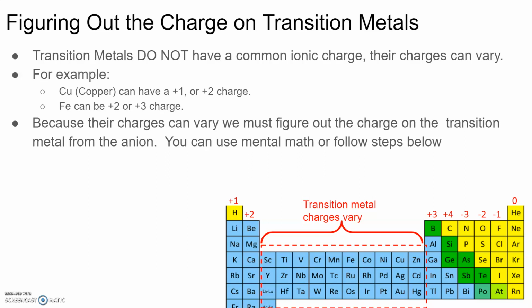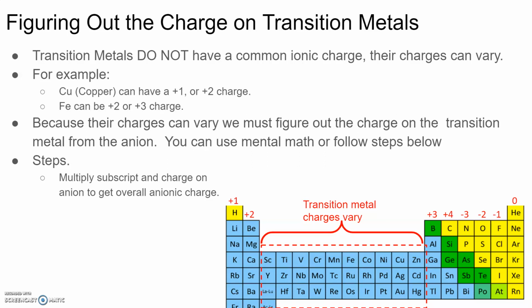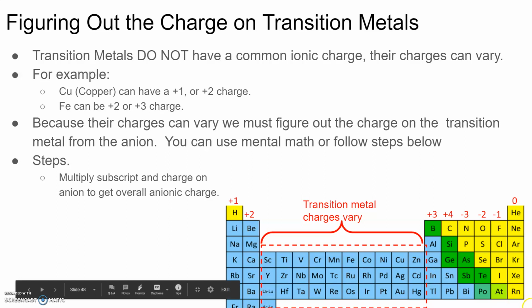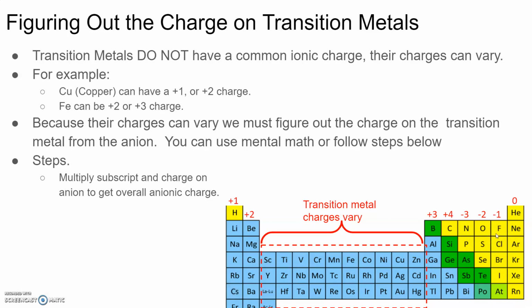Now to do that, you can use sort of mental math, or you can follow these steps listed here. The steps are to multiply the subscript and charge on the anion. So let's say you have an anion, chlorine, Cl, which is in group 17, so it has a -1 charge. And you have 3 of them. You would do 3 chlorines times -1, which gives you an overall anionic charge of -3.